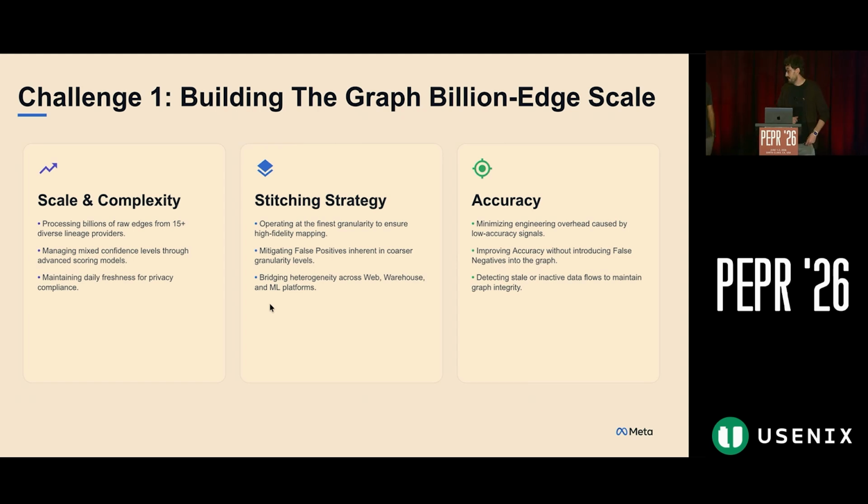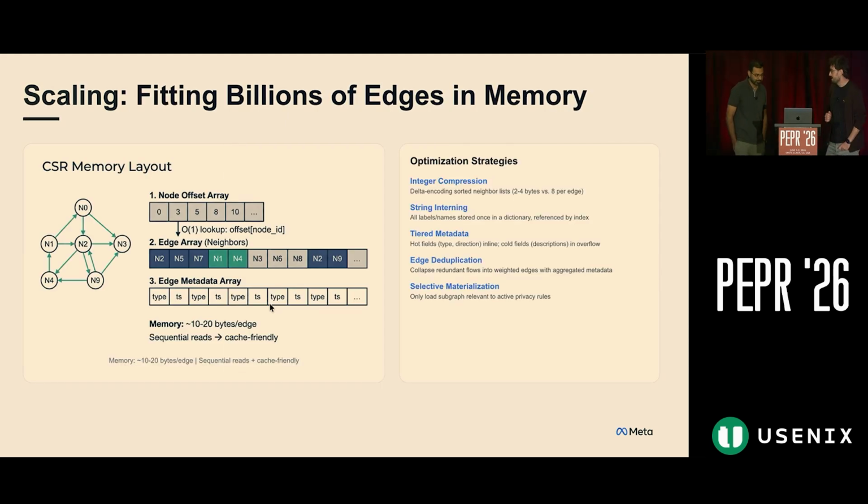I want to hand off to Maharshi to show a couple of architectural decisions and technical design issues for this problem. Thank you very much, Aydin. Yeah, so let's talk about each of those areas Aydin mentioned. Let's first start with scaling. Let's look into how we fit billions of edges into a graph that can be served from a single machine.